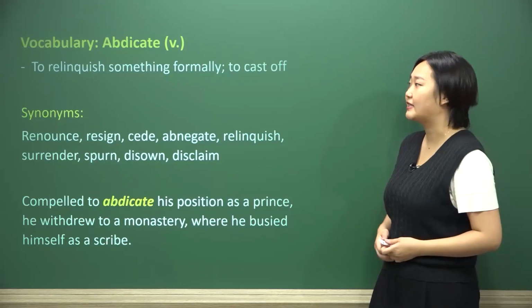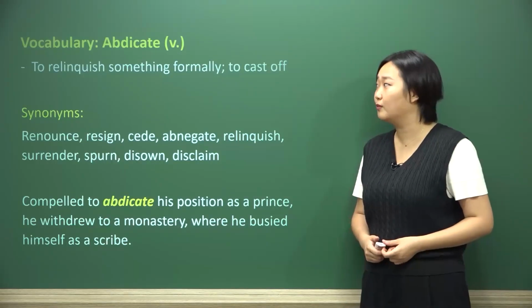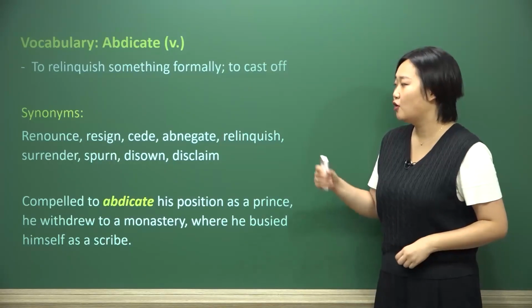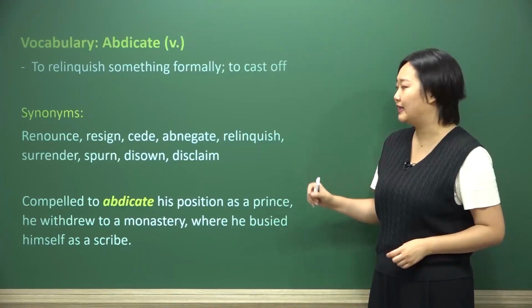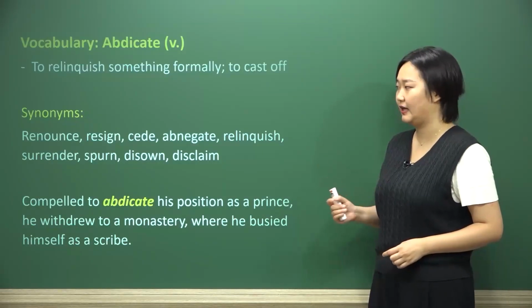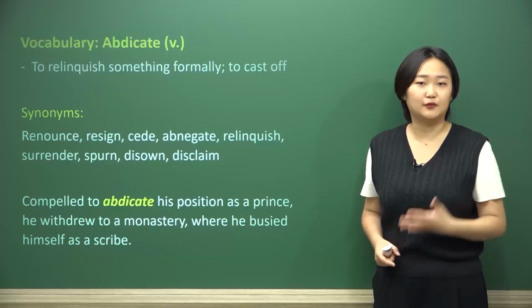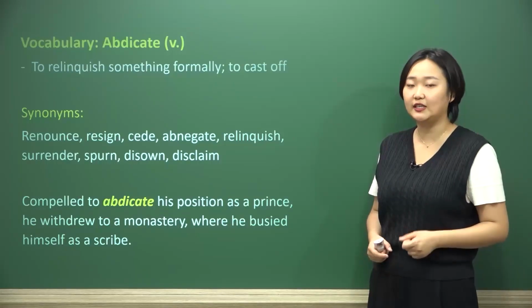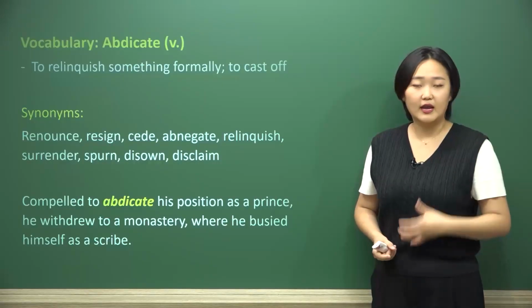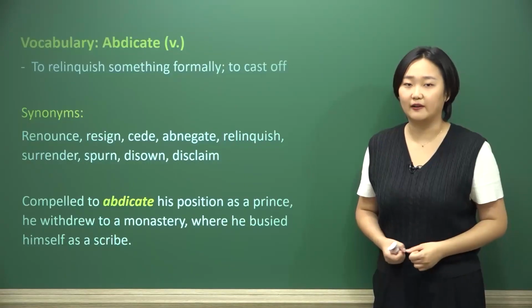And abdicate here is a verb meaning to relinquish something formally or to cast off. Synonyms are renounce, resign, cede, abnegate, relinquish, surrender, spurn, disown, and disclaim. So as we can understand with the synonyms and the dictionary definition here, we can tell that the word abdicate is probably a more formal word and also means to get rid of something in a very formal way.